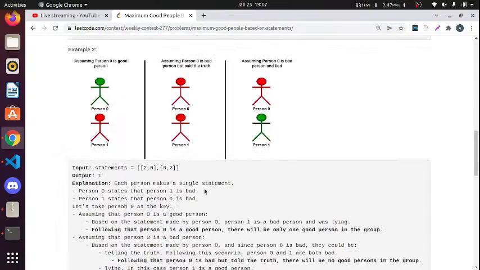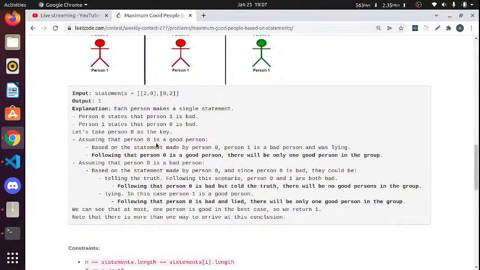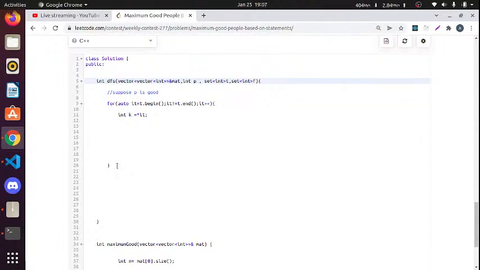Lie means he is telling a lie about everyone, no? So suppose a person is bad and he is telling a lie, means person 1 is good. Here person 1 is good. Okay, so we are anyway storing the data. So in all cases we are storing data, right? Makes sense now.